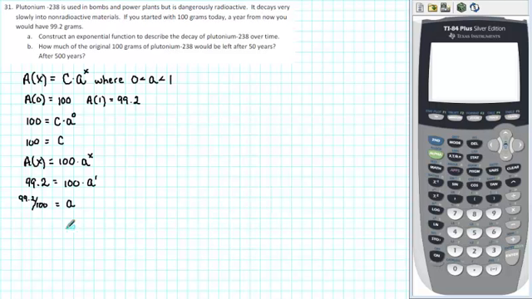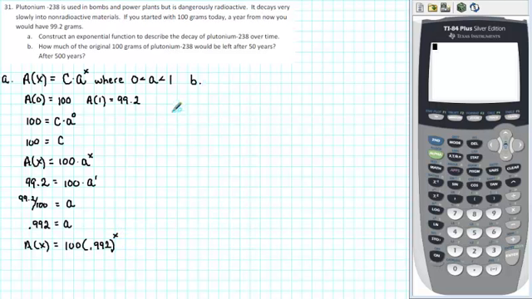To find 99.2 divided by 100, we simply move the decimal place 2 places to the left, and we find out that a is equal to 0.992. So our exponential decay function is A of x is equal to 100 multiplied by 0.992 raised to the x power.